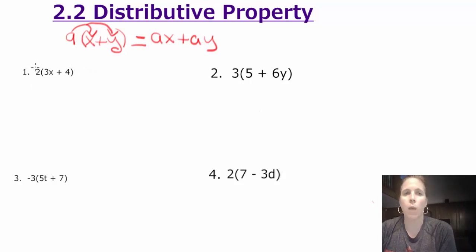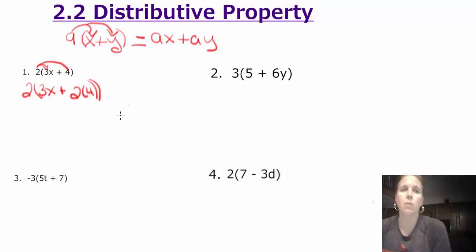So let's try number 1. So we have 2 times the quantity 3x plus 4. So what that really means is you're going to do 2 times 3x plus 2 times 4, and I'll put that one in parentheses. Oops, I forgot to put the parentheses there. You will get to the point where you can cut this step out, but for now let's write it in there.